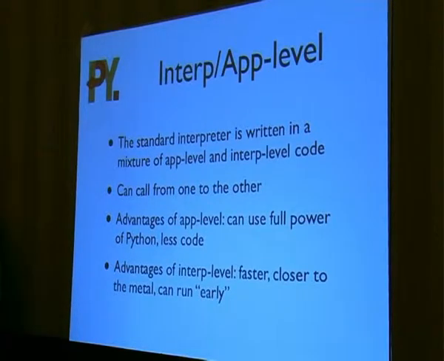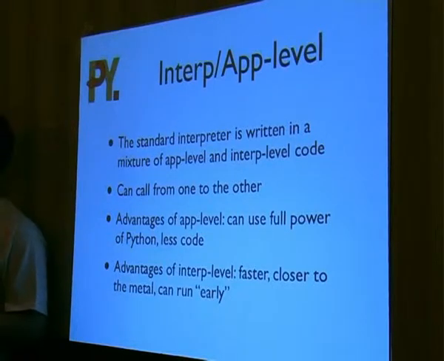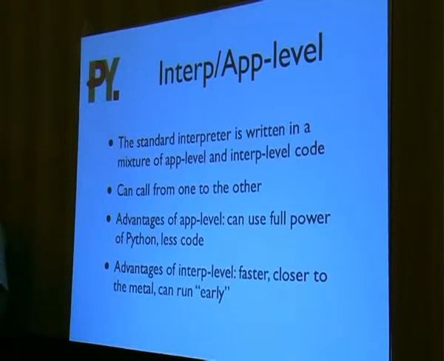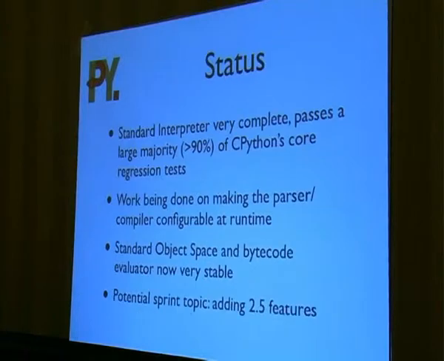The advantage of interp level is it usually ends up being faster to execute. It's lower level, obviously, in some sense. And it can run before much of the system has got going. And also you can avoid sort of circularity issues. As Holger again said yesterday, at one point we tried to implement parsing of arguments at app level. Parsing arguments involves calling other functions, which involve passing arguments. We don't do that anymore.